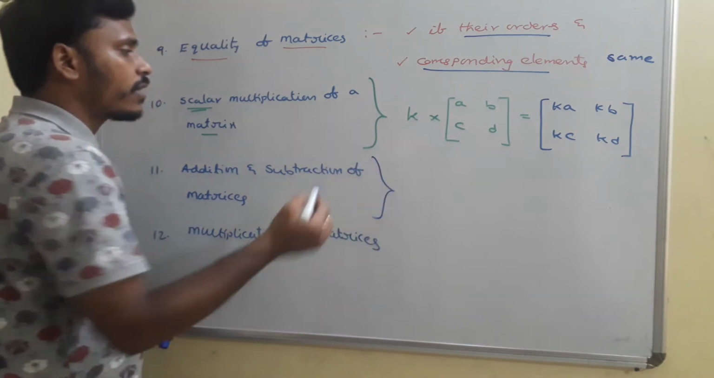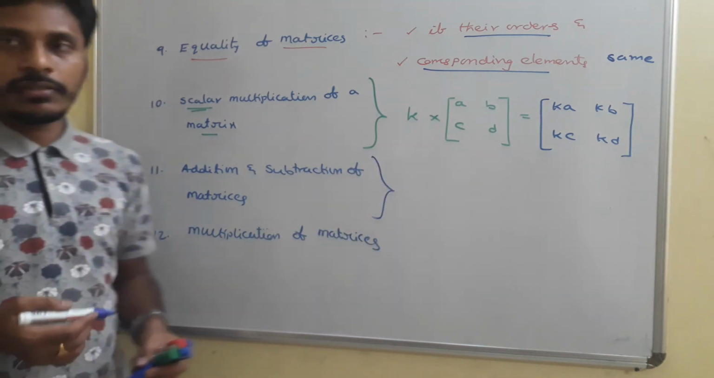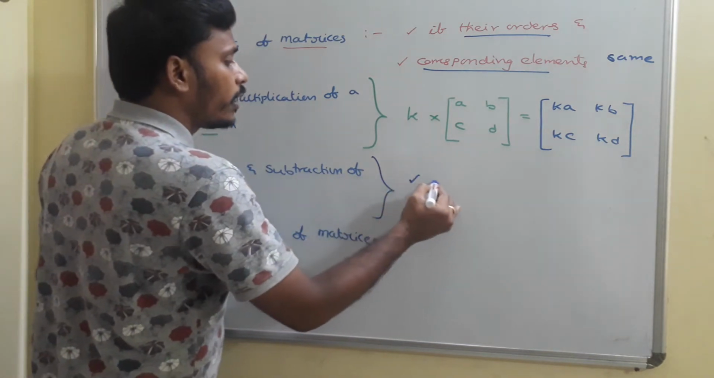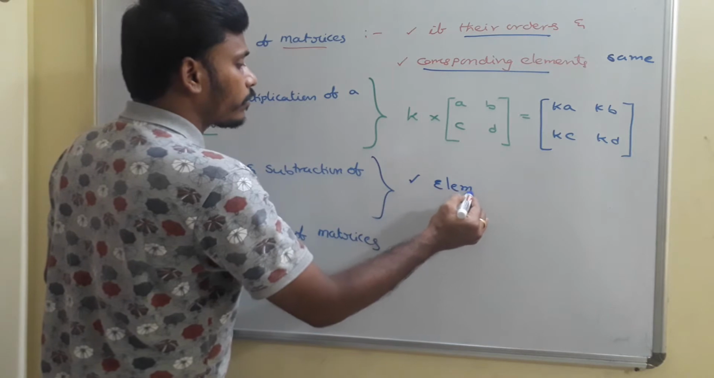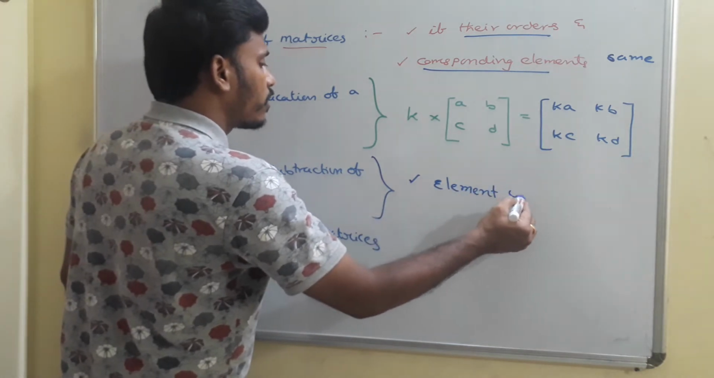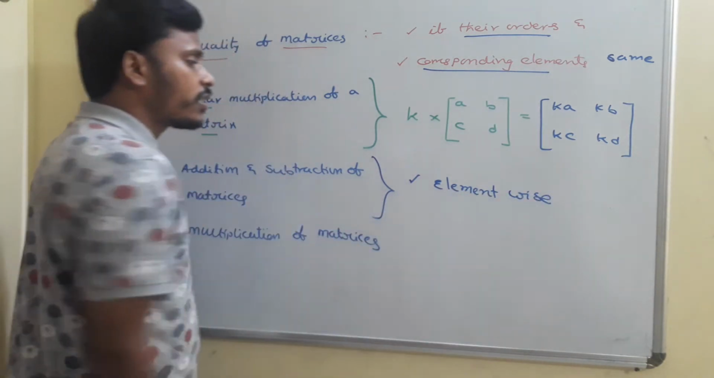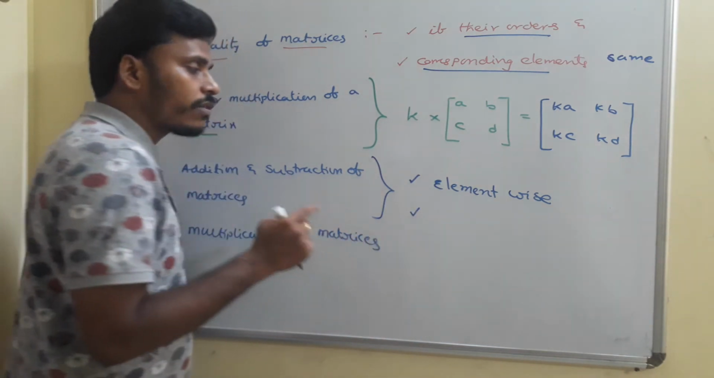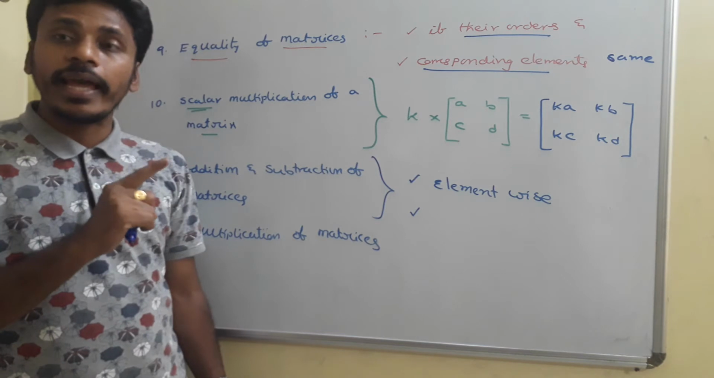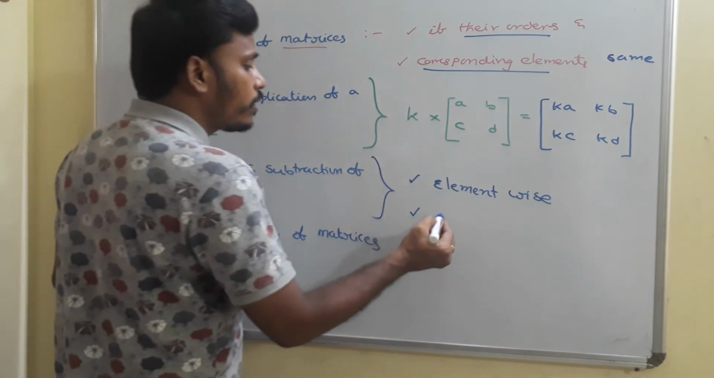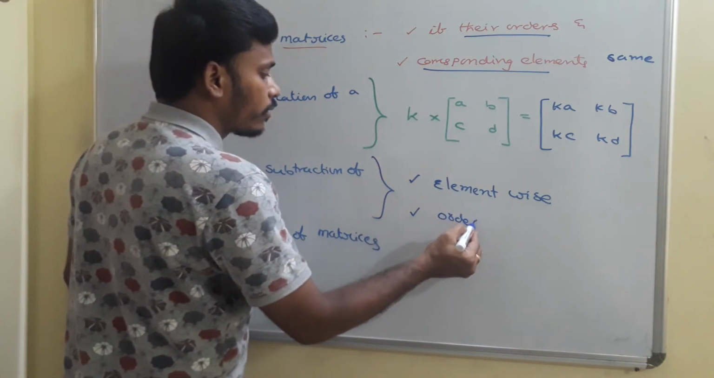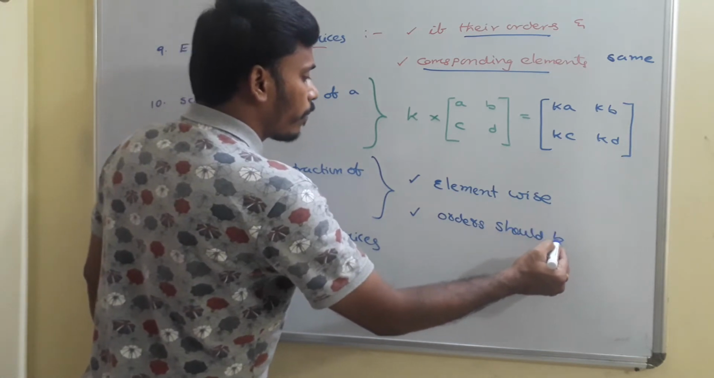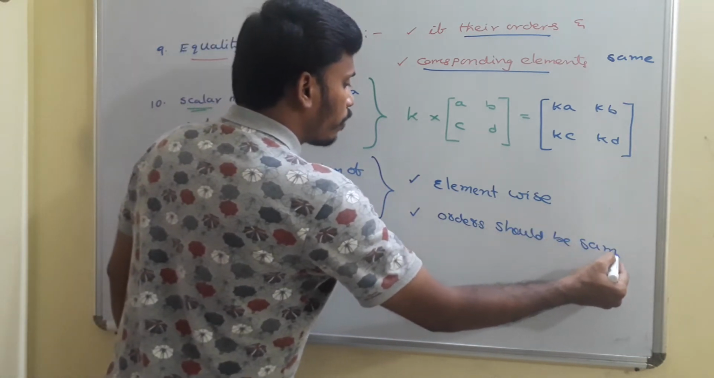And now we need to discuss addition and subtraction of matrices. Addition and subtraction of matrices is also possible element wise. That's what you need to identify. Since we are searching for the corresponding elements, their orders should be the same. I will give you a few examples now.